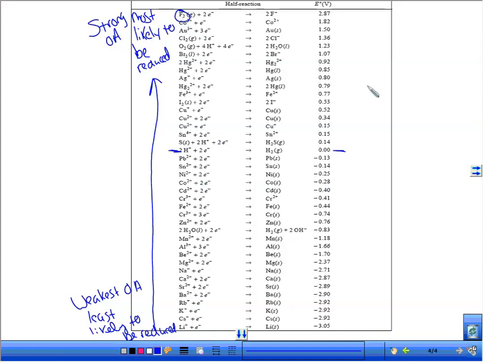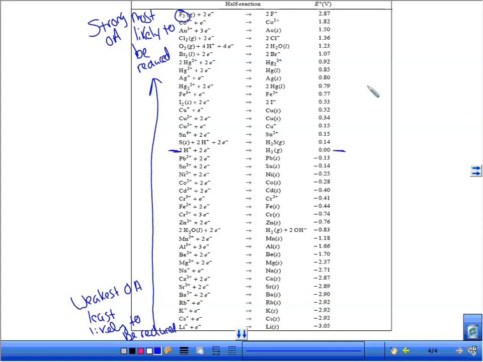So hopefully that makes sense to you as far as most likely to be reduced, or strongest oxidizing agent, or weakest oxidizing agent. Now we're going to get a little confusing because when I used to teach this and I had my overhead projector, I could actually take this transparency, because I had this little thing on a transparency, and I could flip it over.